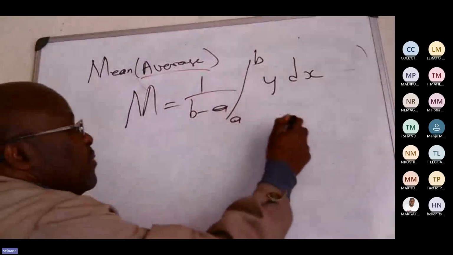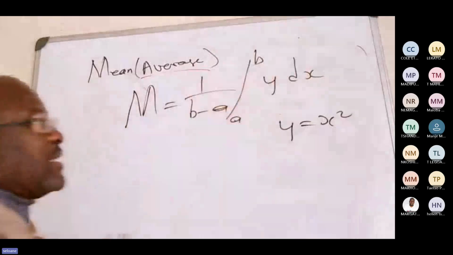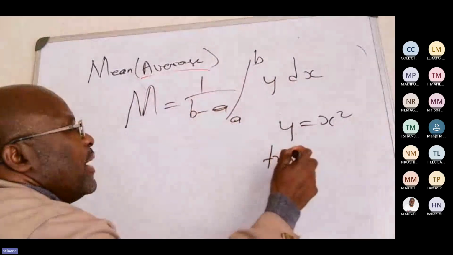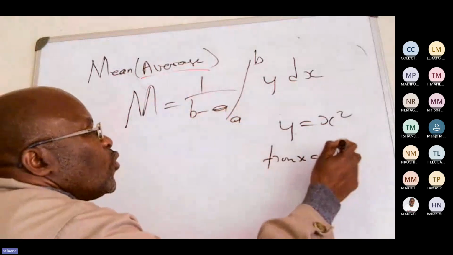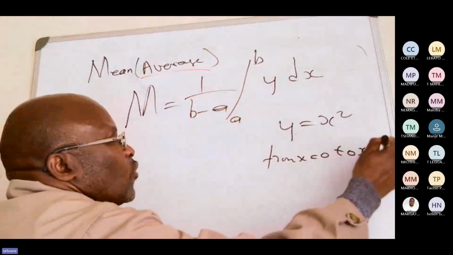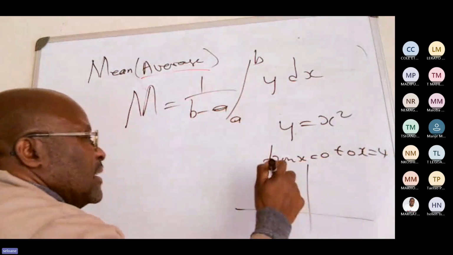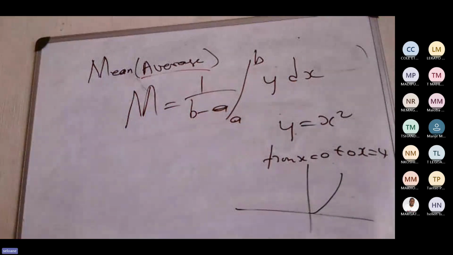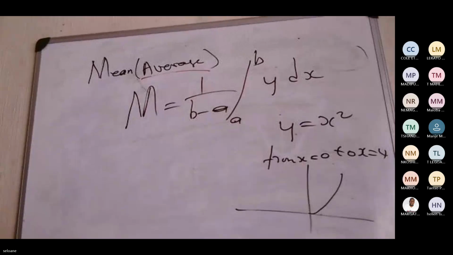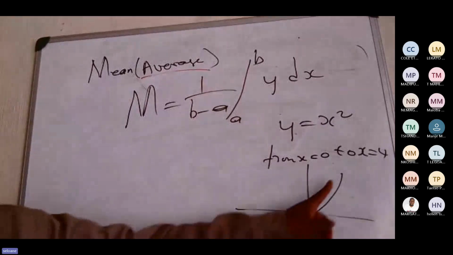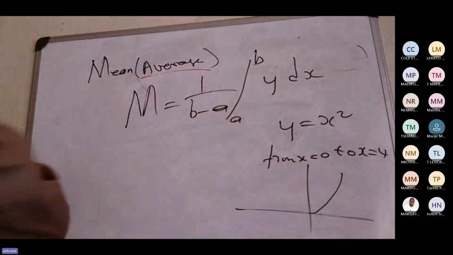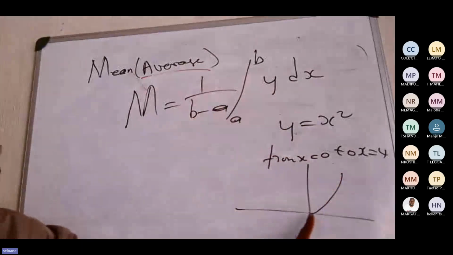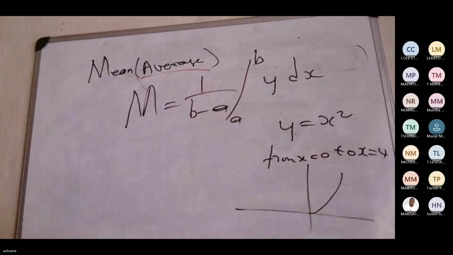Where y is x squared. We're saying from x equal to 0 to x equal to 4. Then that is something like this. Find the length of, no, not the length. The length, we have passed it. Find the average values of y's from here up to here.